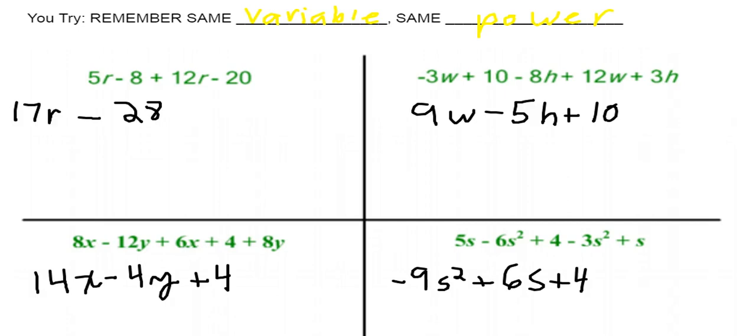At this point, you should have tried all these on your own. Here are the answers. For the first one, it combines to 17R minus 28. A lot of red chips out there for that one. You've got 9W minus 5H plus 10 for this one right here. 14X minus 4Y plus 4. And negative 9S squared plus 6S plus 4 for the final one. There you go.